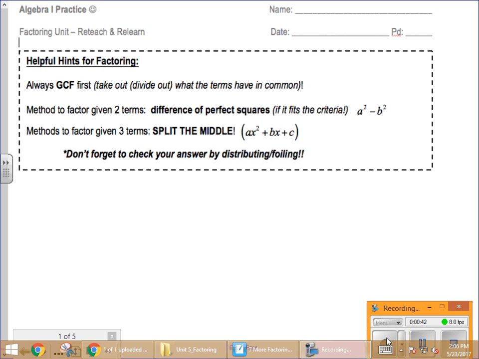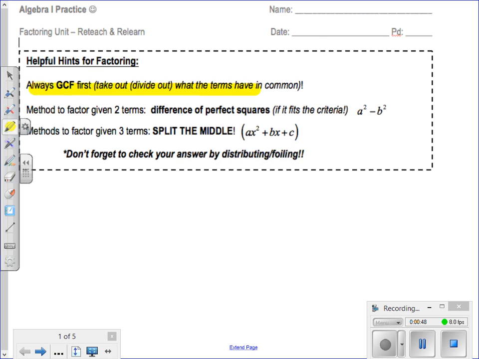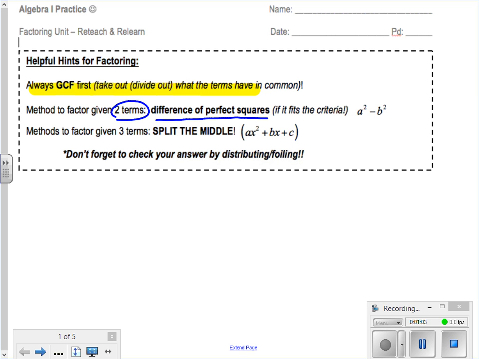Before we start, here are some helpful hints for factoring. First, extremely important, always look for a GCF first. Look and see what the terms have in common. This will make numbers smaller and make things simpler in order to factor any more. If you're given two terms, after you look for a GCF, you're going to look for a difference of perfect squares. There has to be a minus sign in the middle, two terms, and you have to be able to take the square root of both. If you're given three terms, you're going to use split the middle. Don't forget to check your answer by distributing, using the distributive property.